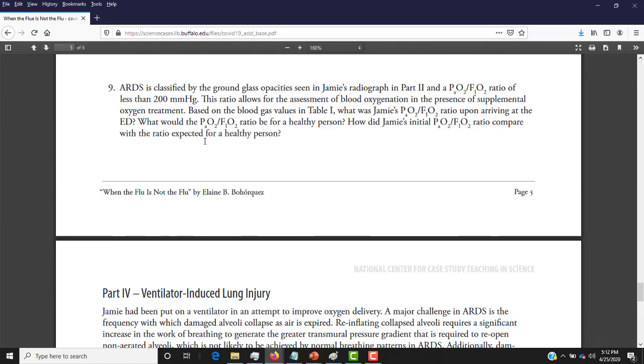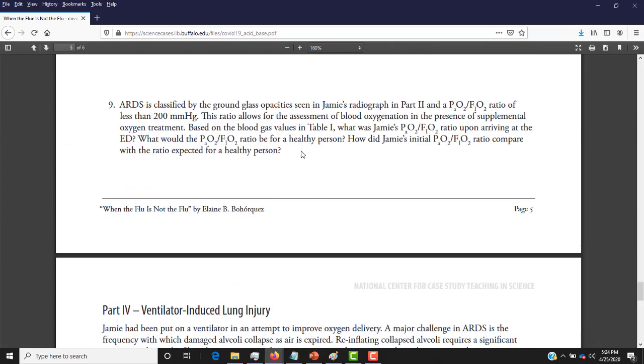And then how did Jamie's initial ratio compare to that of a normal person? So you have 3 separate questions here. All right, so to get full credit for this one, you had to address each of the 3 questions, and I'll show you the easiest way to understand what's going on for question number 9.